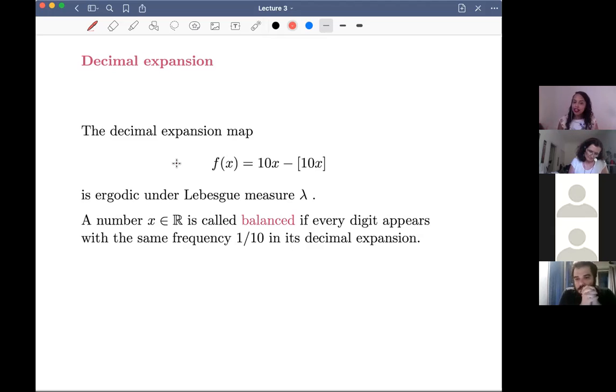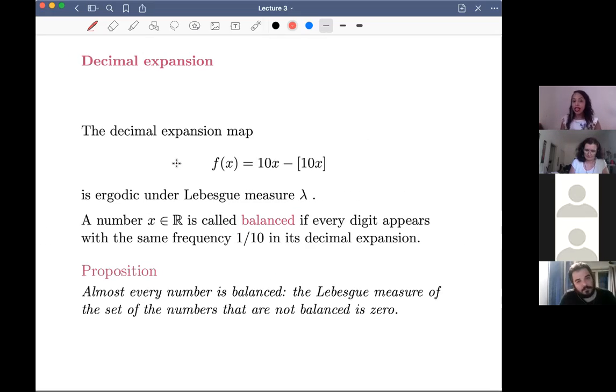It's hard to decide, given an irrational number, whether it's balanced or not. For instance, we do not know if pi is balanced. We do not know if every digit in the decimal expansion of pi appears with the same frequency. Well, we still don't know this. Maybe you can work on it in the future, but we at least know that almost every number is balanced. It means that the Lebesgue measure of the set of numbers that are not balanced is 0.